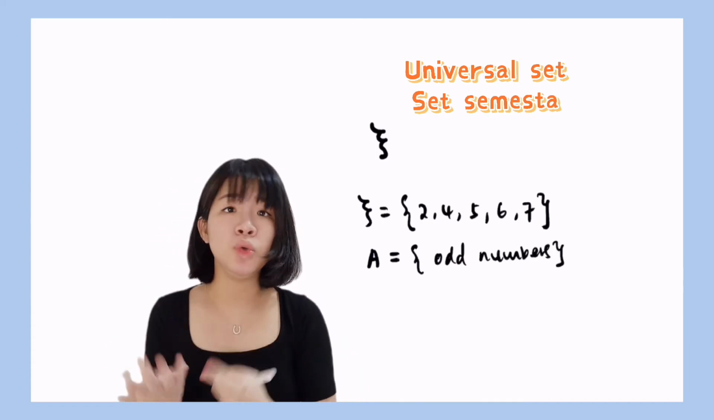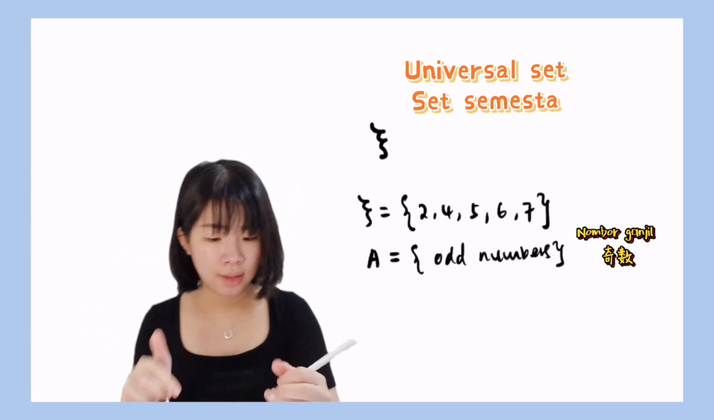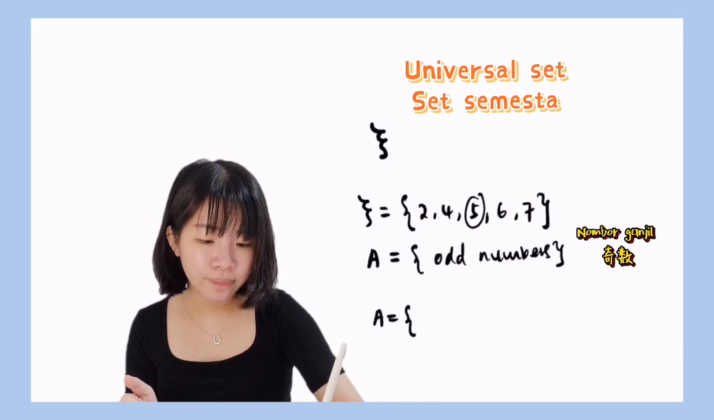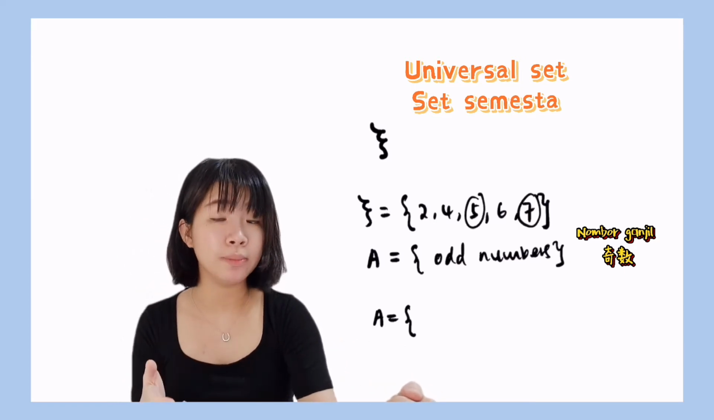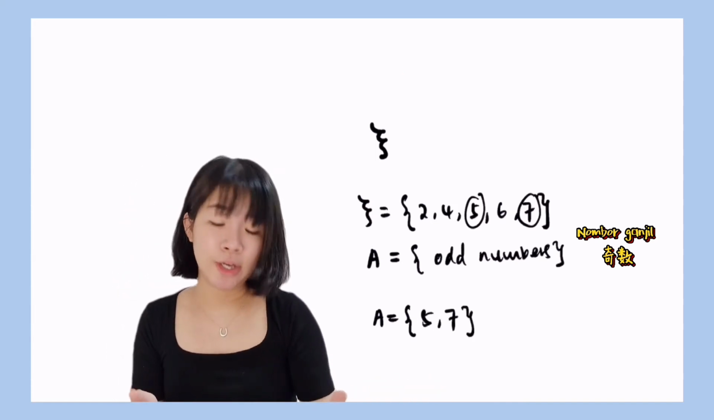Now, which odd numbers do you need to list? You can only choose from the universal set. So things in set A will be 5, 7. These two are the odd numbers in the universal set. 5, 7. Okay, one more example.